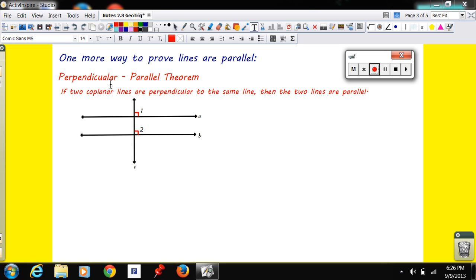So we could call it the perpendicular parallel theorem. You could have also said corresponding angle converse, because 1 and 2 are the same angle. They are in the same position. So corresponding angle converse would also prove that A and B are parallel.